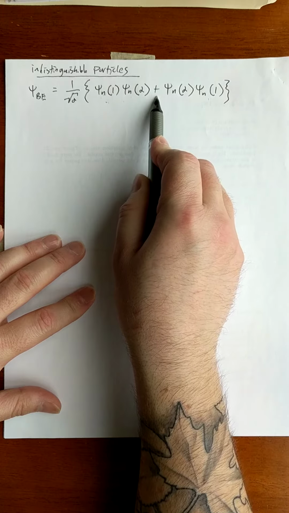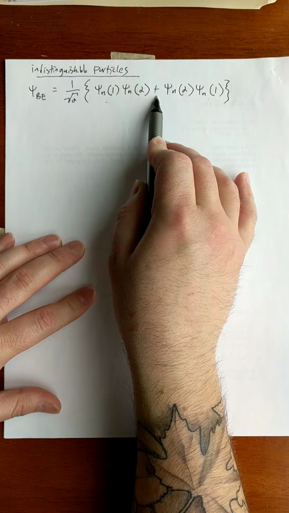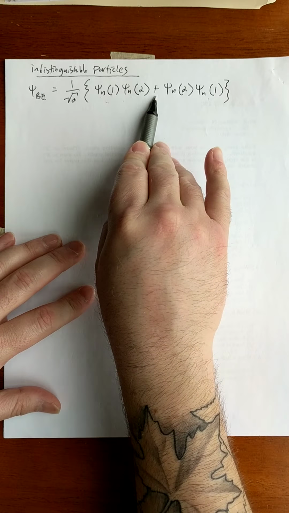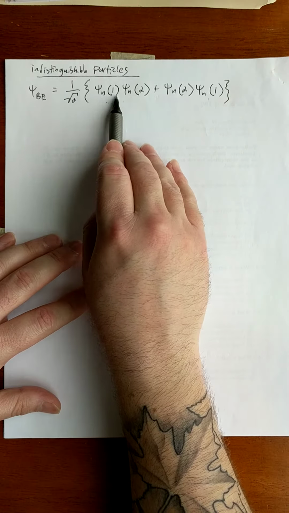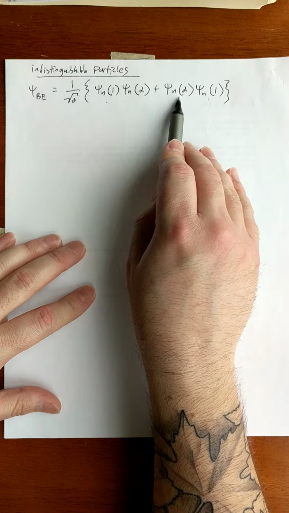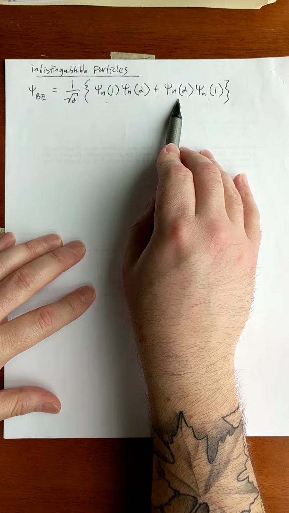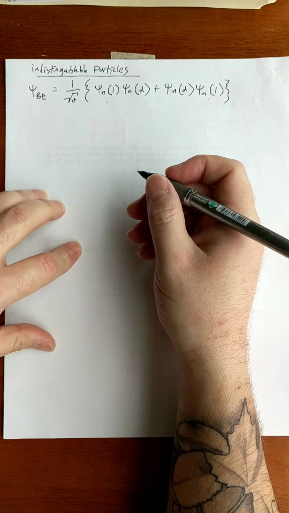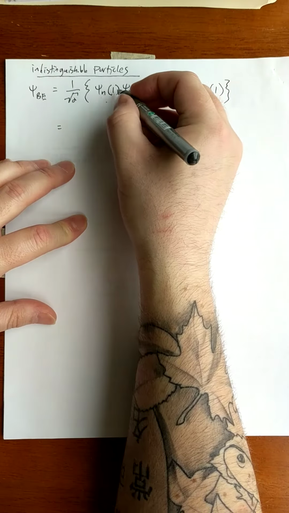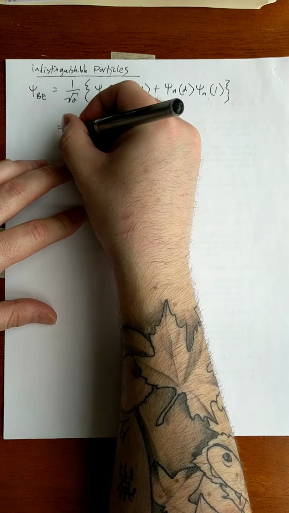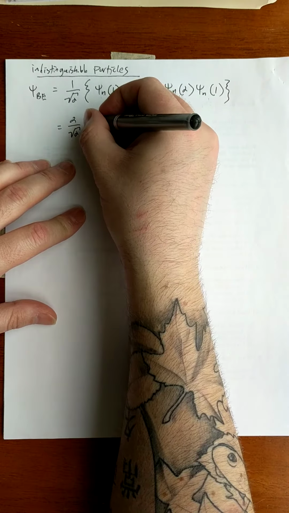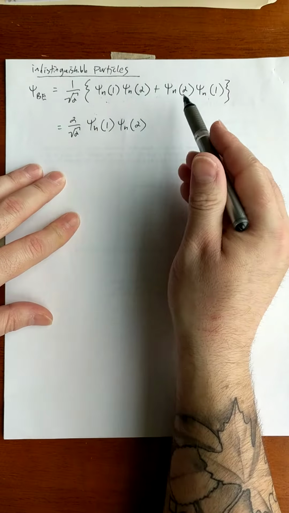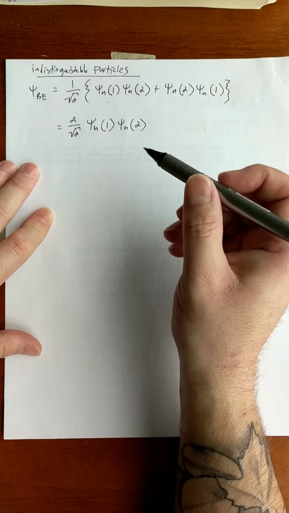We have this plus sign here because this is a symmetric state. In other words, when I switch these two particles, that's the same wave function, right? And then I have the same wave function there. So because I can just algebraically rearrange this, I can rewrite it as 2 over root 2 psi n 1 psi n 2. So I can just add these two possibilities together, and I get 2 over root 2.